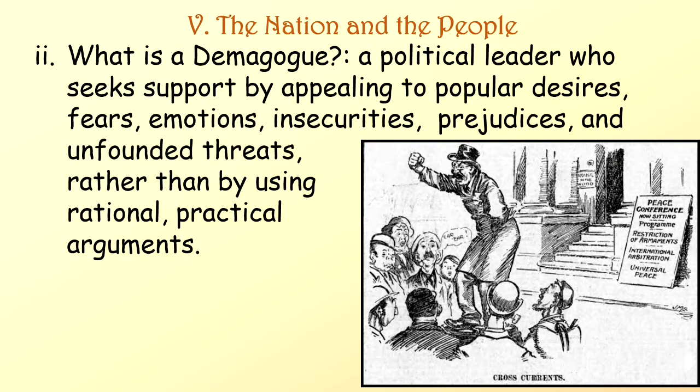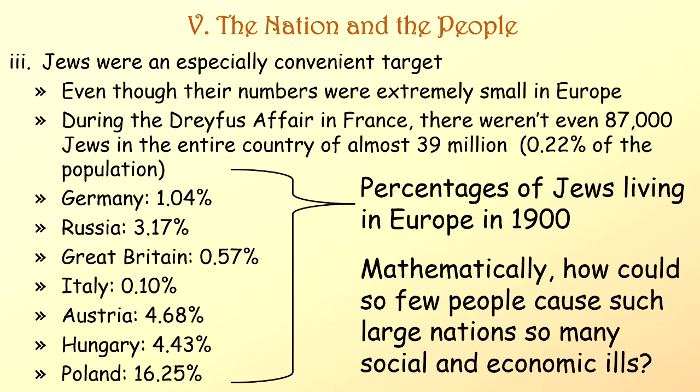So what is a demagogue? That's a political leader who seeks support by appealing to popular desires, fears, emotions, insecurities, prejudices, and unfounded threats, rather than by using rational or practical arguments. Jews were an especially convenient target, even though their numbers were extremely small in many parts of Europe. During the Dreyfus Affair in France, there weren't even 87,000 Jews in the entire country of almost 39 million. That was 0.22% of the population.